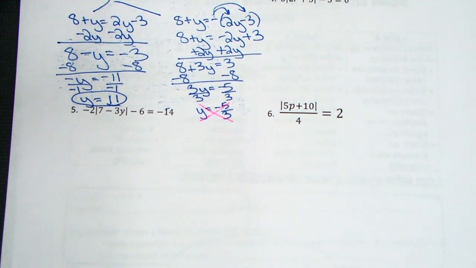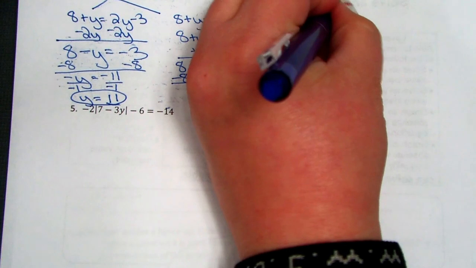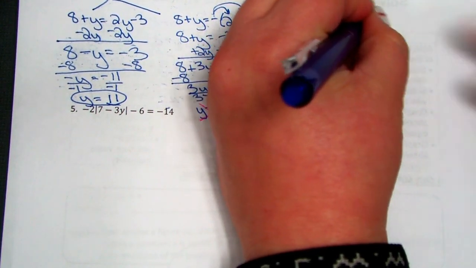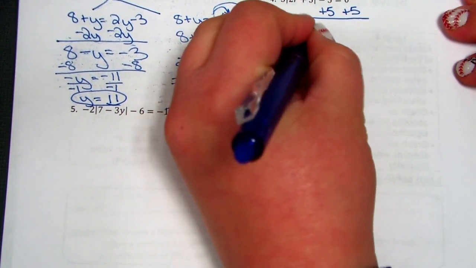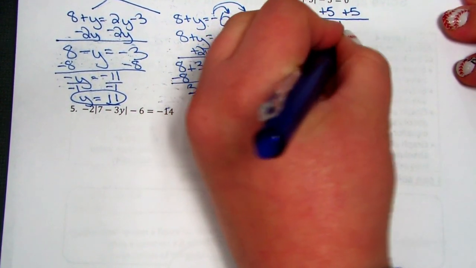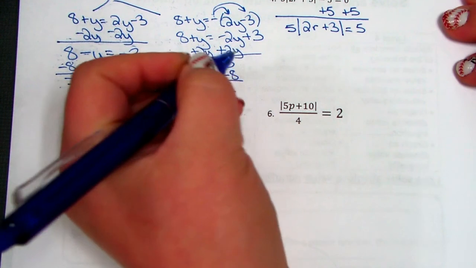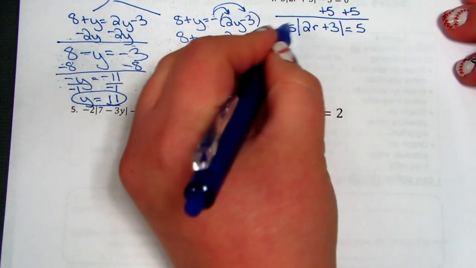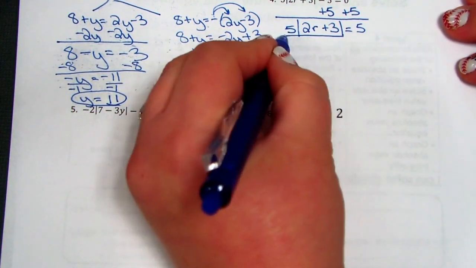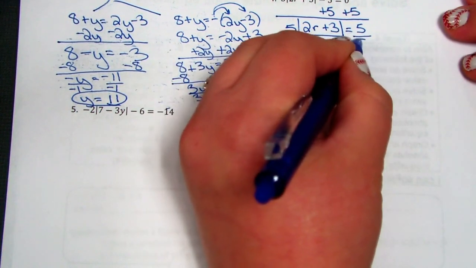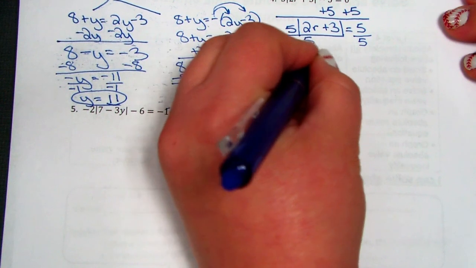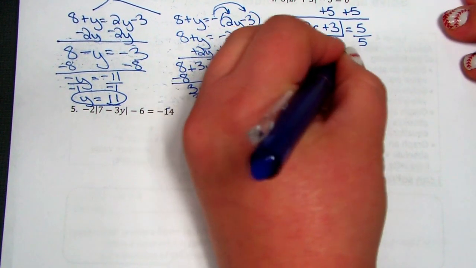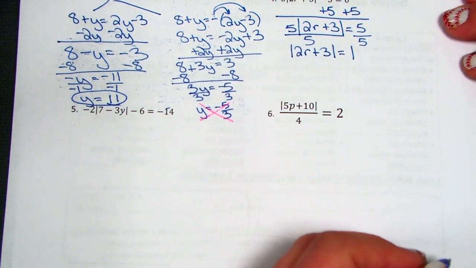My first step is to get the absolute value alone. So we'll add 5 to both sides: 5 times the absolute value of 2r plus 3 equals 5. Then we cannot distribute this 5 in here. We have to divide by 5 on both sides. And that gives us the absolute value of 2r plus 3 equals 1.